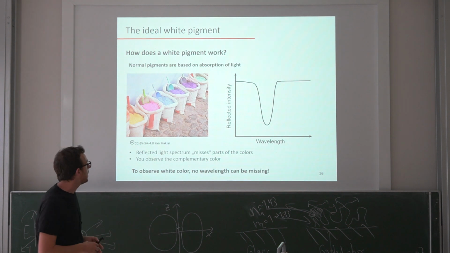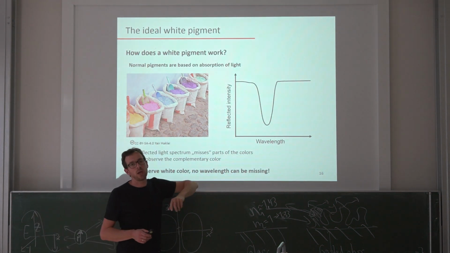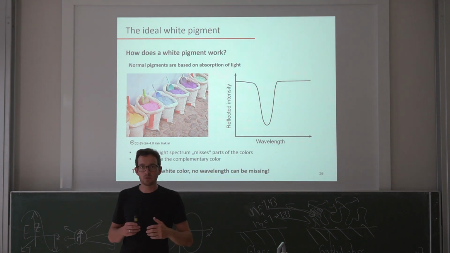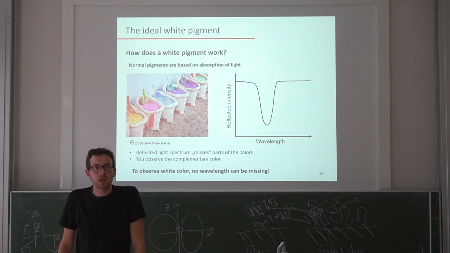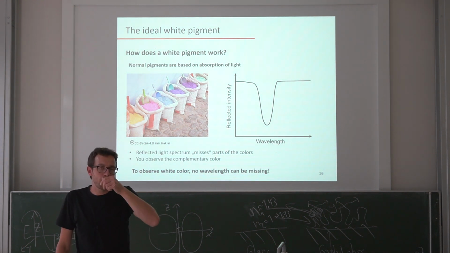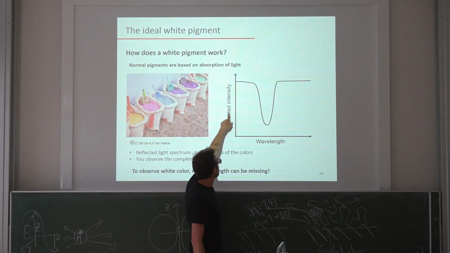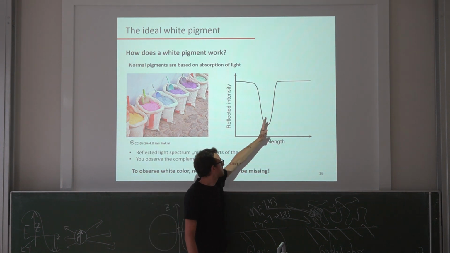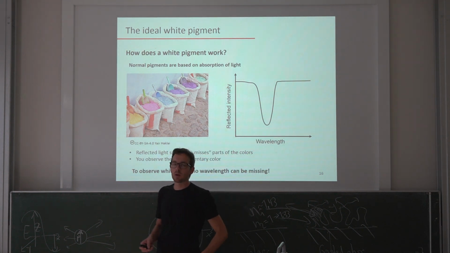Okay? So how this looks, if you have these pigments here, they all contain dyes, either organic ones, molecules, or inorganic ones, whatever materials that have absorption in there because of their electronic structure. And what you do is you look at the reflected light intensity. Some part of the spectrum is missing, so you observe the complementary color.